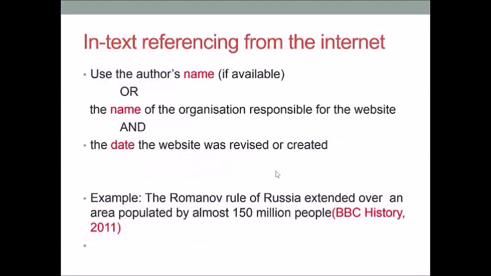When you in-text reference from the internet, simply use the author's name if it is available. If not, use the name of the organisation responsible for the website, and you always use the date the website was revised or created. So our example here is some information about the Romanov rule of Russia, and that came from a website called BBC History, and it was last updated in 2011.